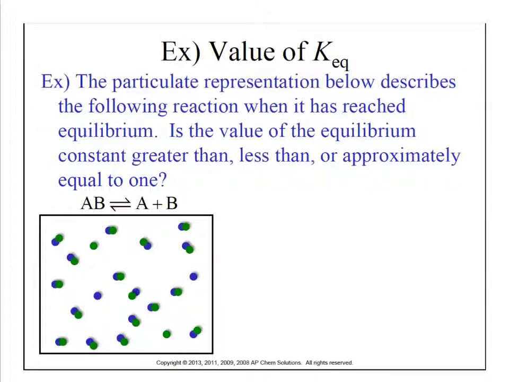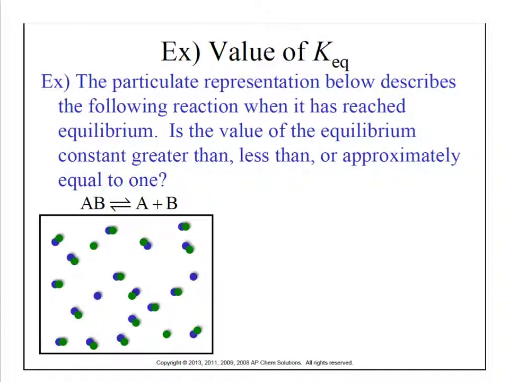So if we look at this particulate representation, which just shows AB turning into A and B, AB obviously is going to be the two that are joined together, and A and B we could say that A is blue and B is green. So if we do a real quick count here, we can see there's 1, 2, 3, 4, 5, 6, 7, 8, 9, 10, 11, 12, 13, 14, 15, 16, 17, or somewhere around there. I might have skipped 1 or 2.